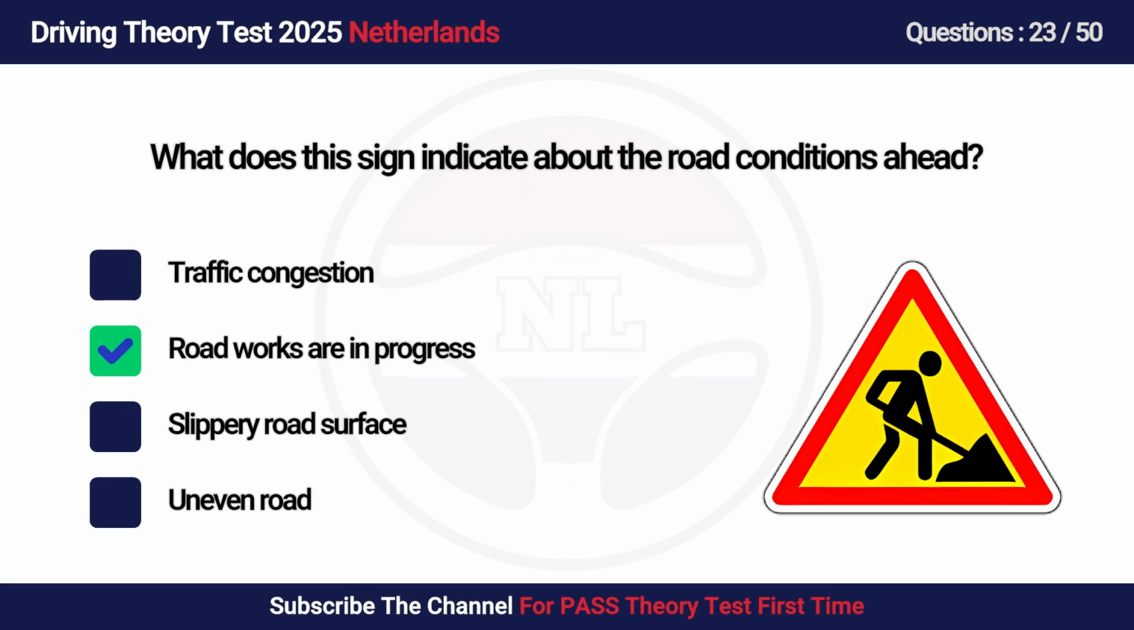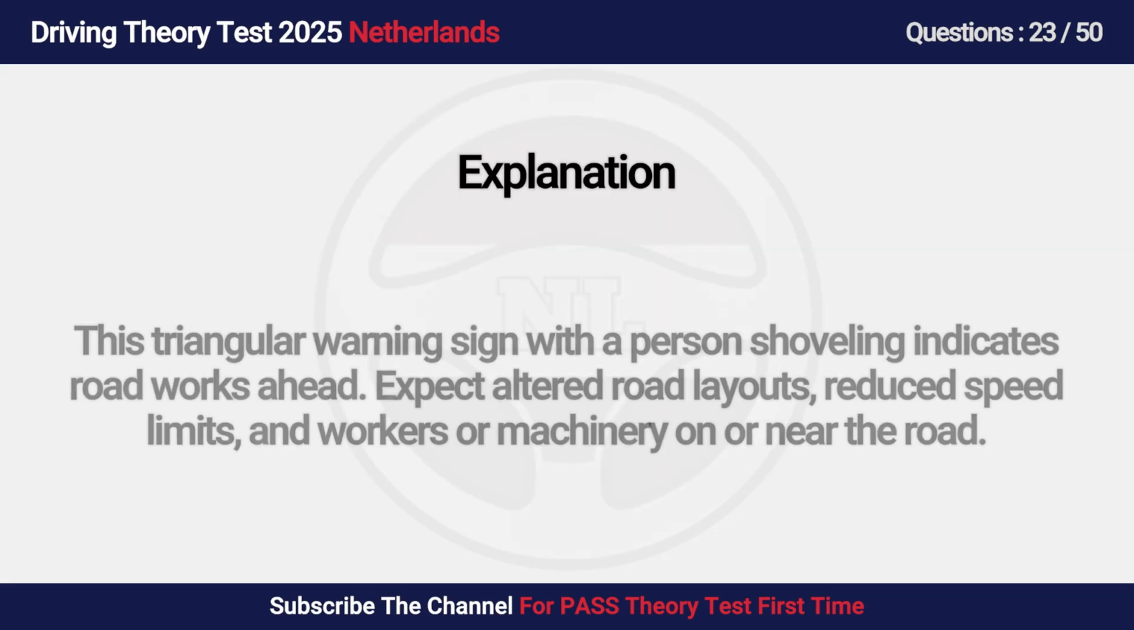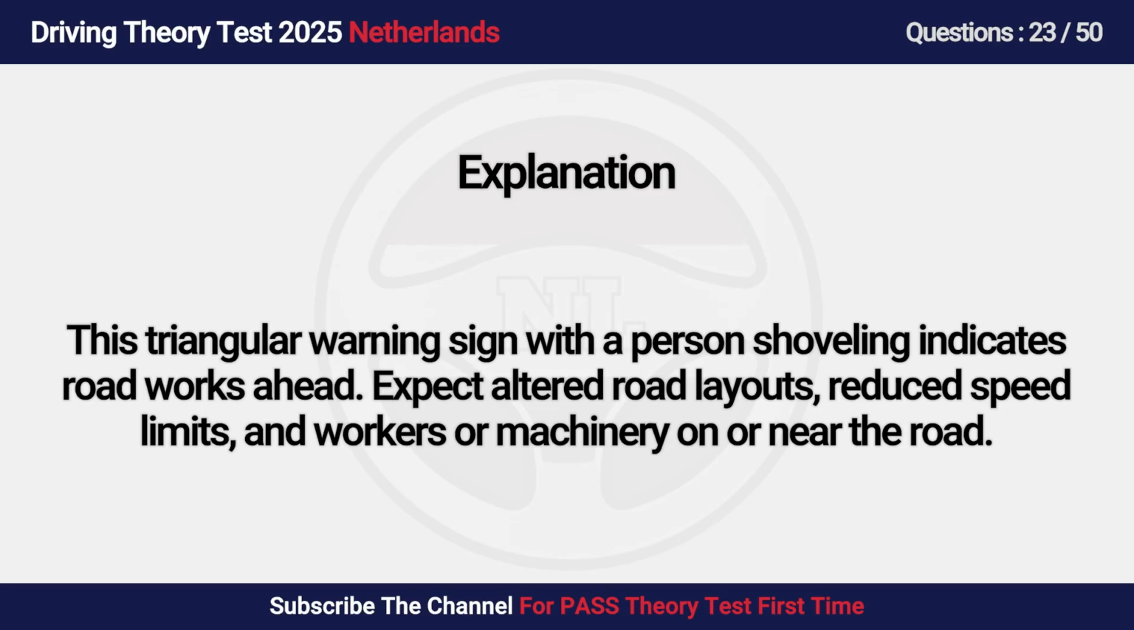Answer is B. Roadworks are in progress. This triangular warning sign with a person shoveling indicates roadworks ahead. Expect altered road layouts, speed limits, and workers or machinery on or near the road.